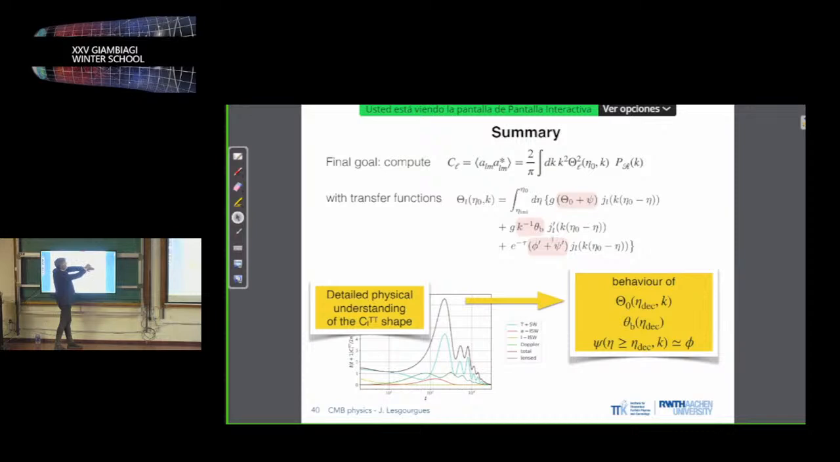This expression is still non-trivial because there is a spherical Bessel function. But if this is constant and this is constant, you can do this integral analytically. It's an integral over the square of a spherical Bessel function. It's very easy to do it analytically. And you find that C_L is 1 over L(L+1).